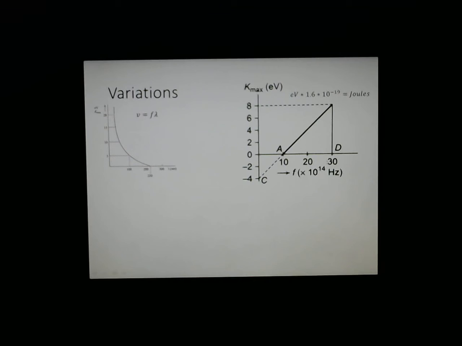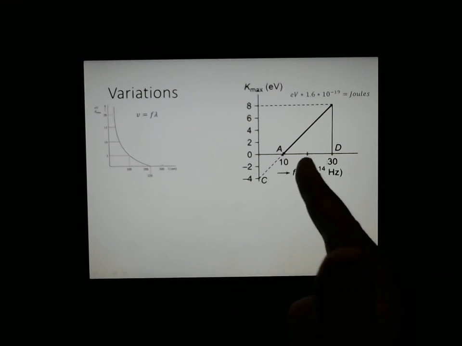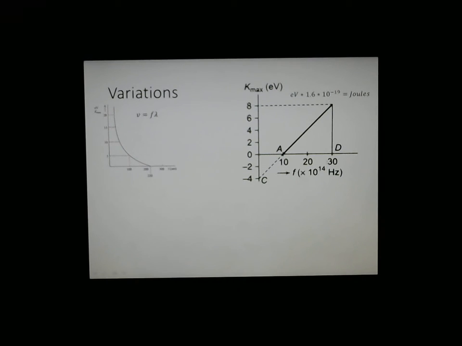The x-intercept would still be a straight read because we've still got frequency. So I could say here, whatever this metal is, the threshold frequency is 10 times 10 to the 14 hertz. But the gradient you need to convert.